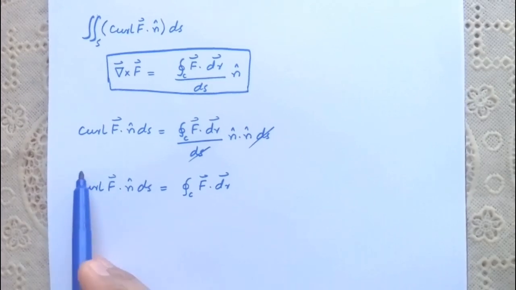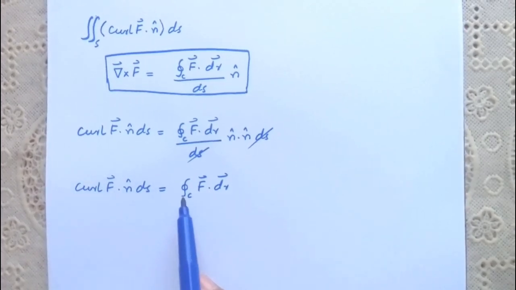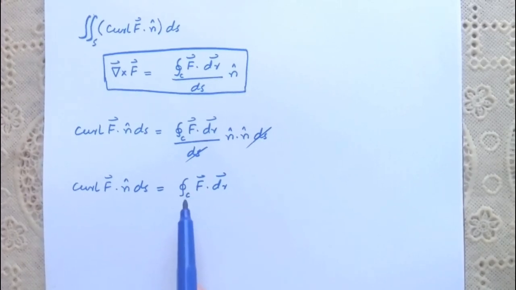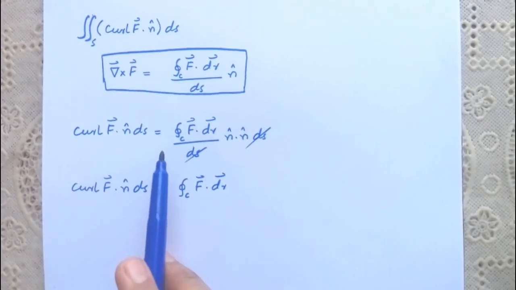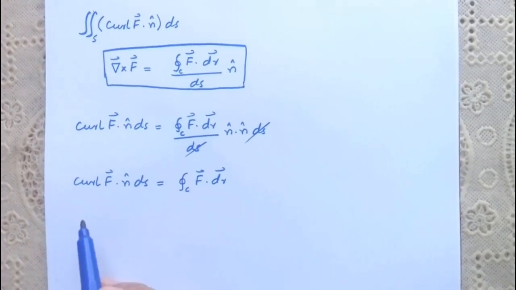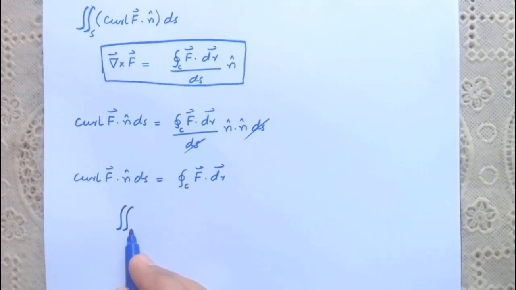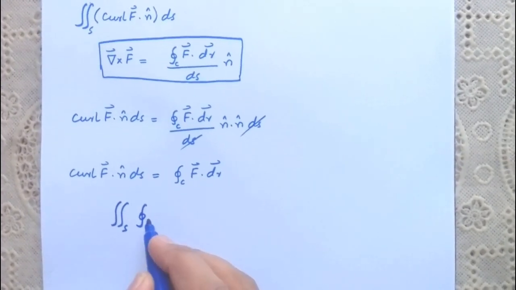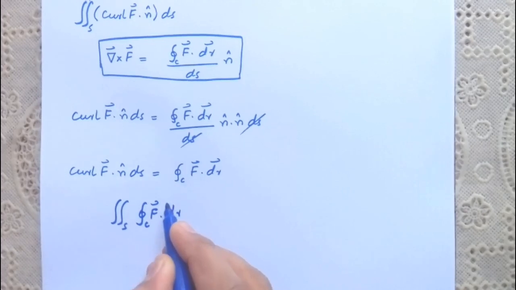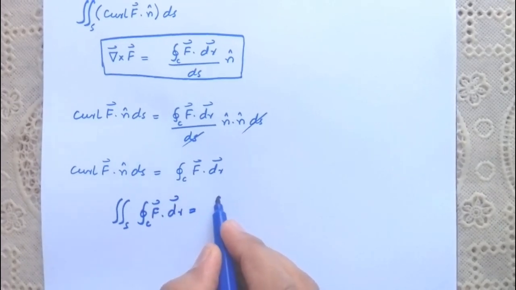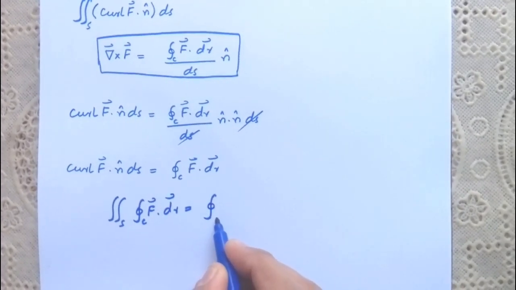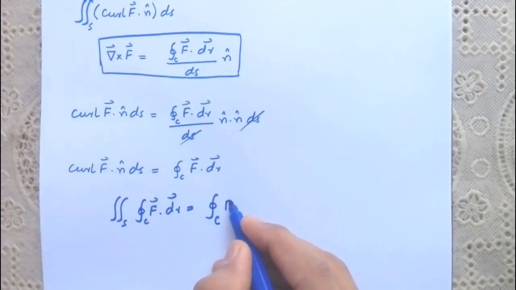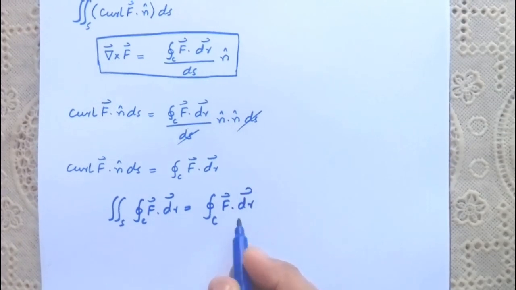But Stokes says the surface integral of this is equal to the line integral of a vector field F over the closed curve C, and where closed curve C is the boundary of the surface, right? It means that we have to prove the surface integral of a line integral at a point over the curve around that point of a vector field F dot dr is equal to the line integral over a curve C, which is the boundary of the surface S, of a vector field F dot dr.